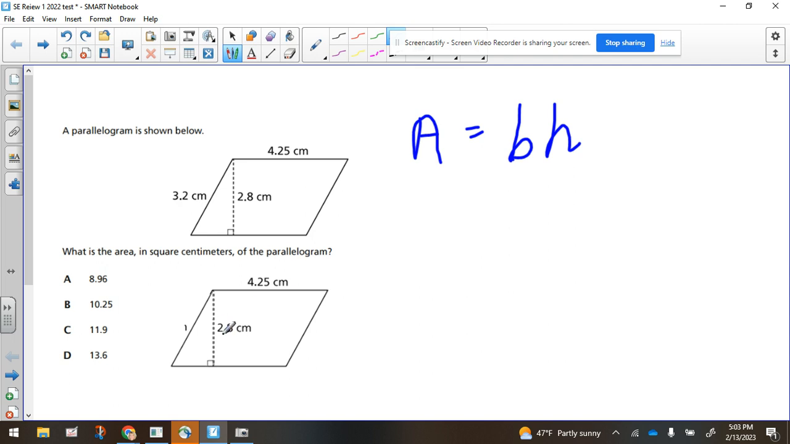A parallelogram is shown below and they give you this. Now I made a copy of it here just because we're going to work with this in just a moment. What is the area in square centimeters of the parallelogram?